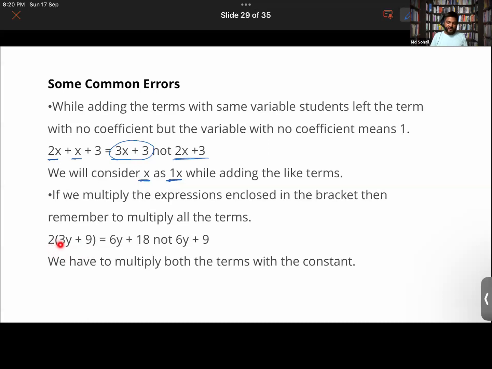have to multiply 2 with 3y only. You need to multiply it with each term enclosed in the bracket, with 9 also. So these are the basic things.